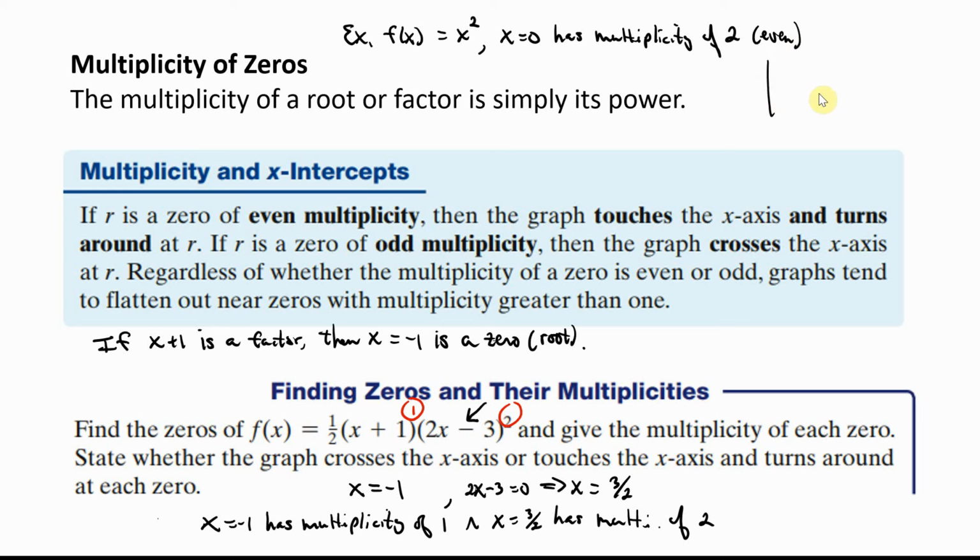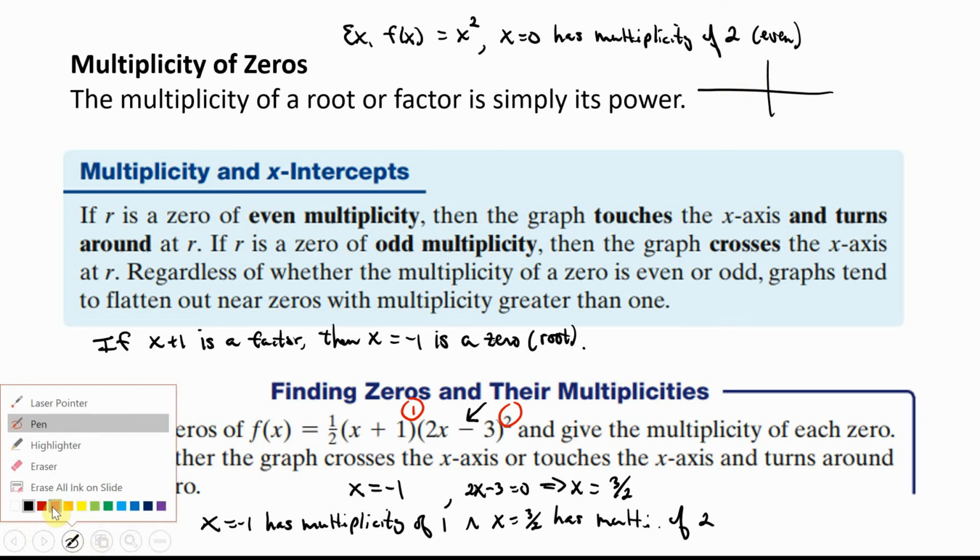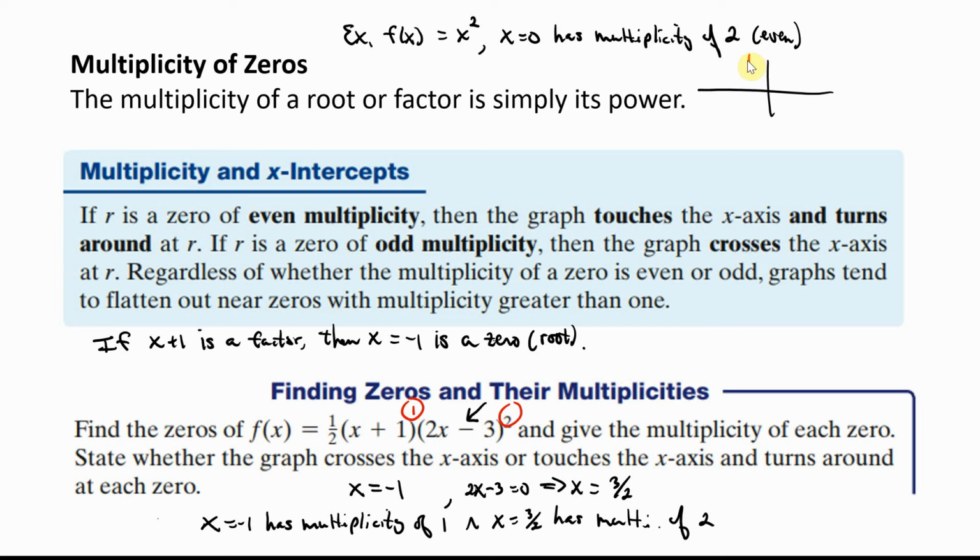Now watch what this graph does at 0. You know it's a parabola, right? It's a parabola. And we know that at 0, look at that graph. That parabola does not cross the x-axis, it just touches. See that? That's all we're talking about.